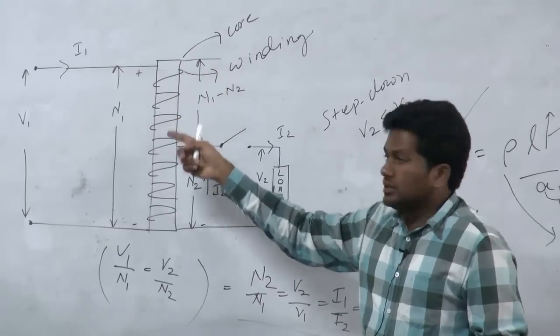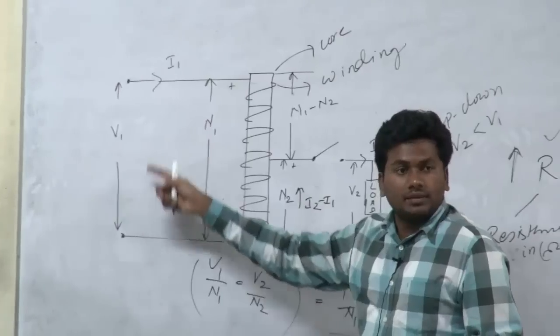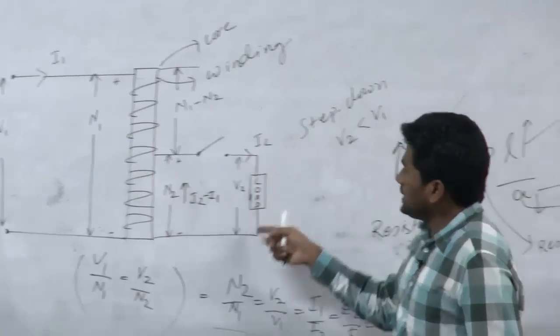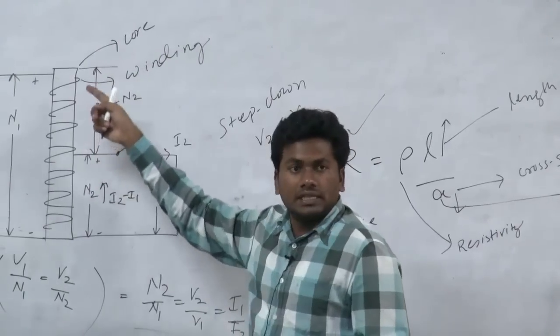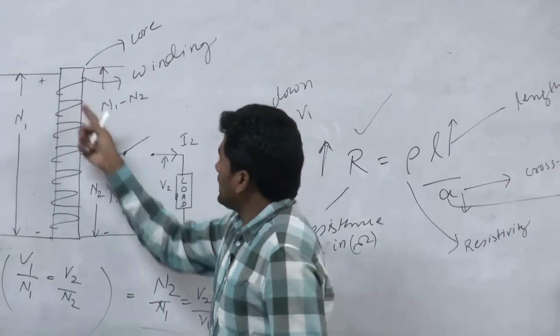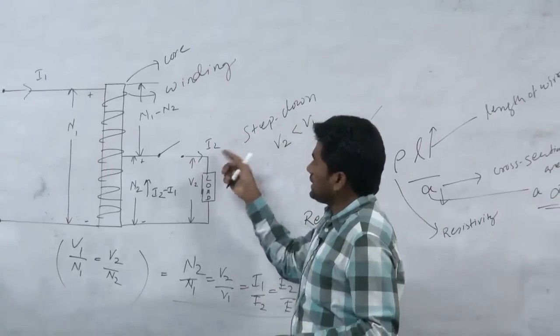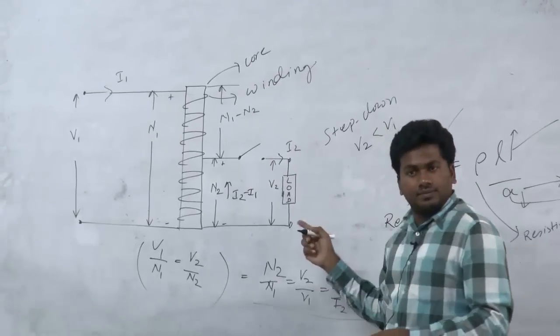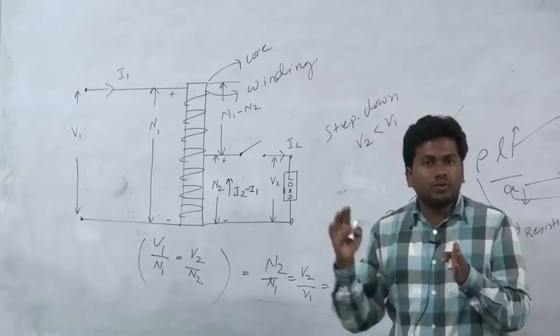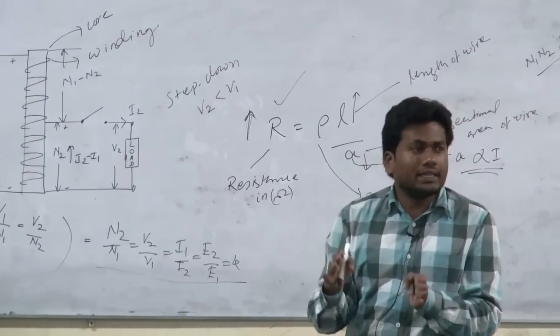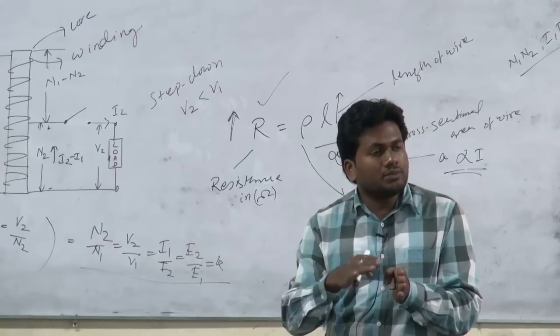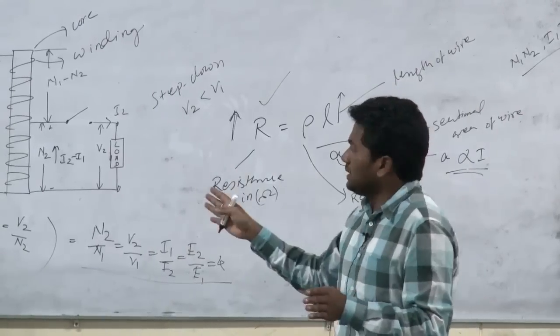N1 minus N2. So what is the voltage in the case of primary? V1. What is the voltage in secondary? V2. What is the current over here? The same I1, because I1 is flowing, and I2 will flow when the load is connected between this point and this point. Yes or no? So we have decreased the secondary side. The same winding is there, we have decreased the secondary side. So the principle of operation in case of transformer and here is the same.